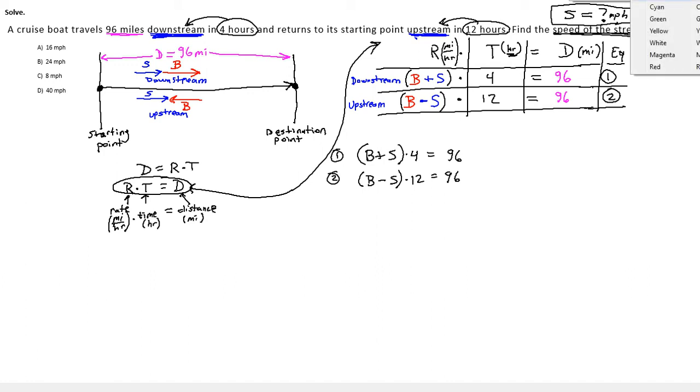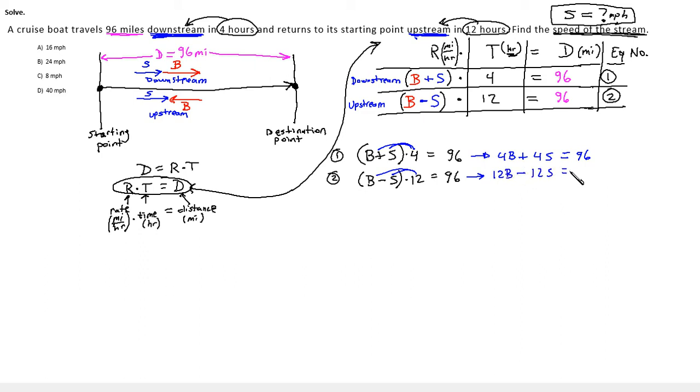Well, let's simplify them. I'm going to simplify by distributing this 4. This equation yields 4b plus 4s equals 96. We just simplified the left side. In this equation, when we distribute the 12 to both terms to eliminate the parentheses, we get 12b minus 12s equals 96.